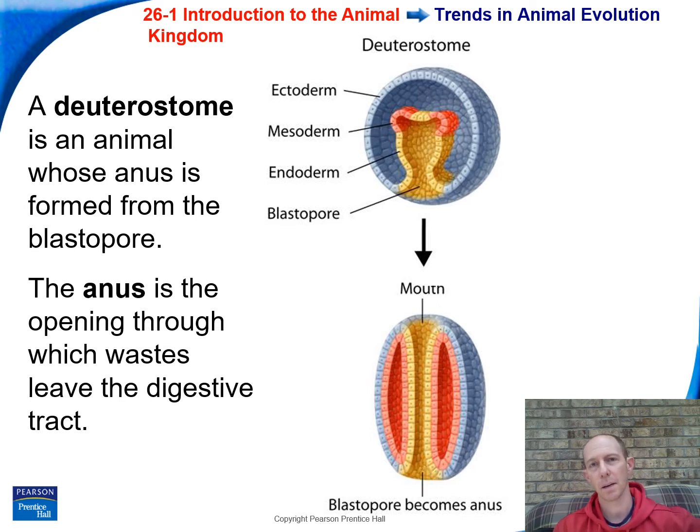Deuterostome, the second opening becomes the mouth. So that means the first opening really was the anus, which means you guys were nothing but buttholes early on. Is that okay to say? I was too, so yes.